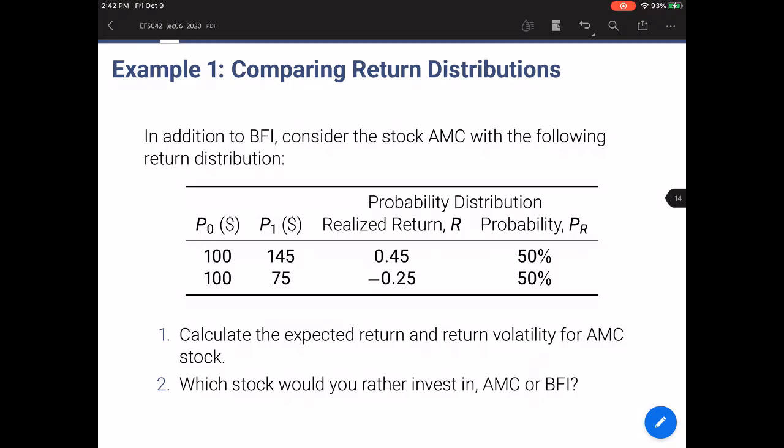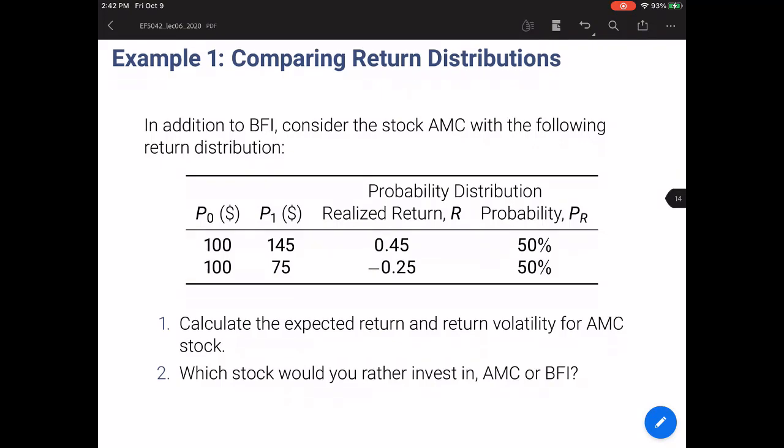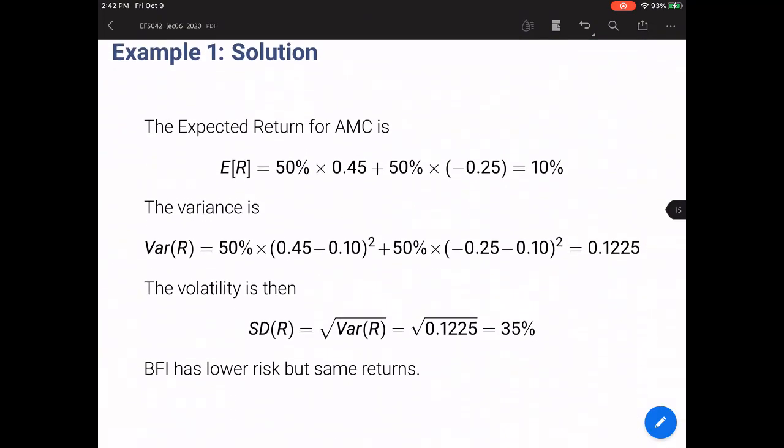So let's go ahead to calculate the solution to number 1 first. So on the next slide, slide 15, the expected return for AMC is expectation of R, which is equal to 50% chance that the stock will increase by 45%, and 50% chance the stock will decline by 25%. So the expected mean is 10%. So it's the same, right, as BFI.